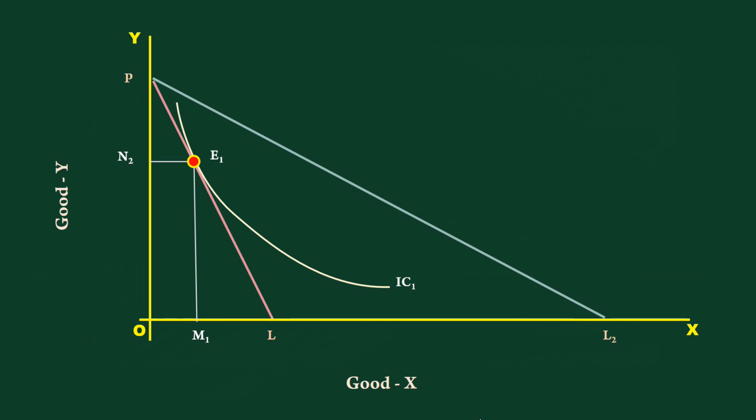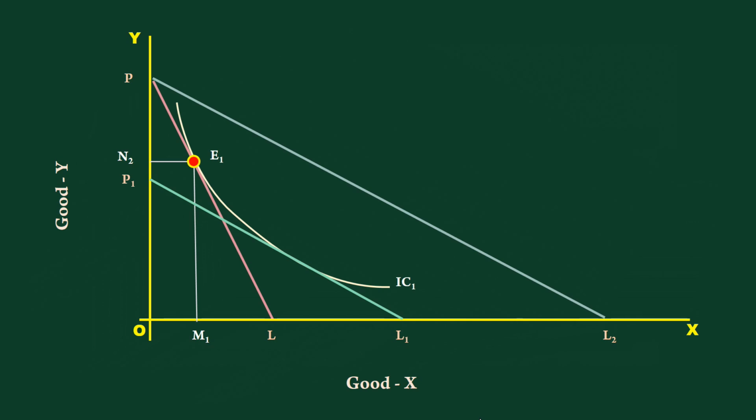Following Hicks, let us reduce the income of the consumer by compensating variation so that the consumer goes back to IC1. After a reduction in income, the price line is P1L1. It is parallel to PL2. The slopes of both PL2 and P1L1 are equal. It means they both reflect the same price ratio. Reduction in income doesn't affect the relative cheapness of good X.